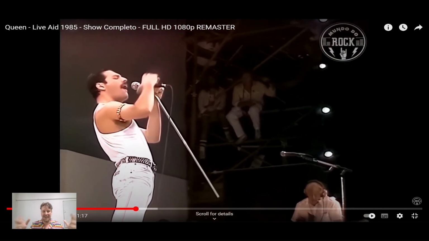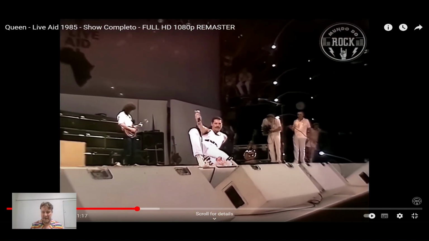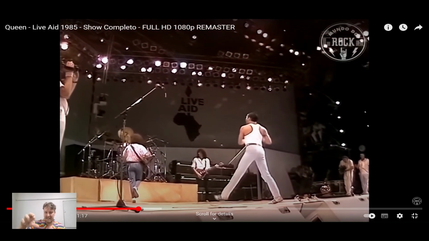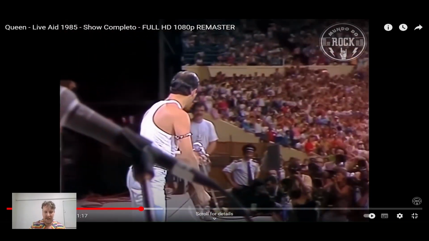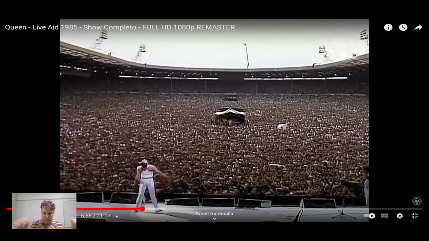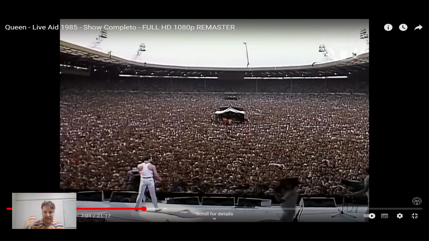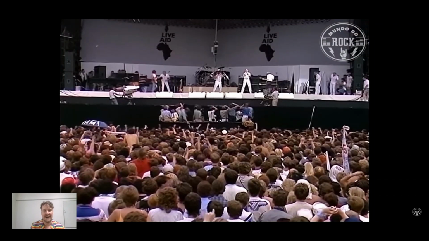You can see why Freddie is the icon of the rock star, because every still from here could have been one of these little blacked out icons that I use in those things. But you can see it's that energy that he brings, that enthusiasm. You cannot take your eyes off of him.